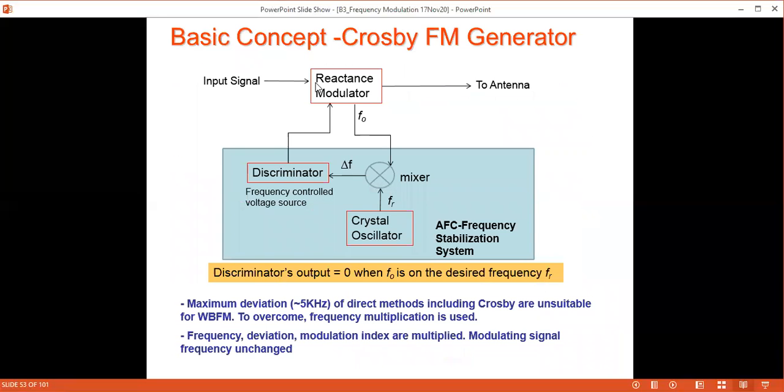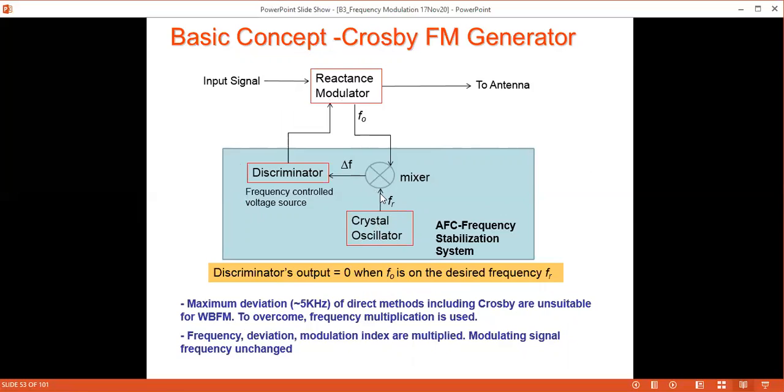Okay, so this is the block diagram of the Crosby FM generator. So here is our direct FM circuit, using a reactance modulator, so input and then to the antenna. Okay, see here, we have the additional AFC circuit for frequency stabilization.